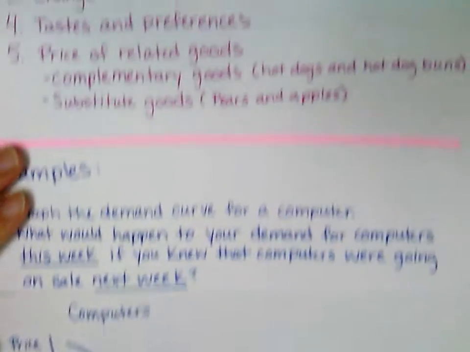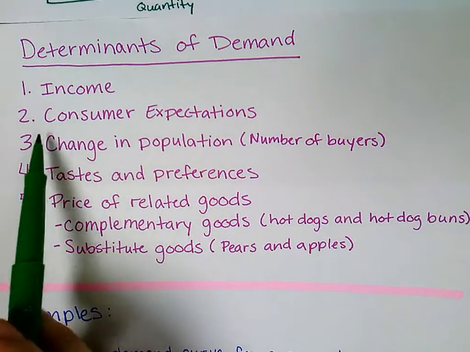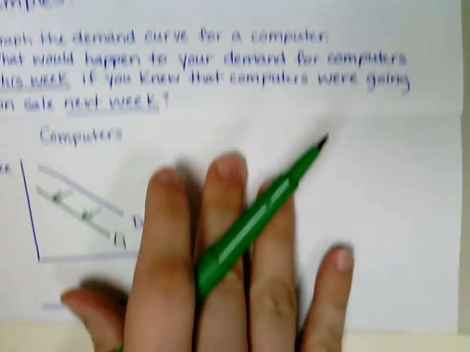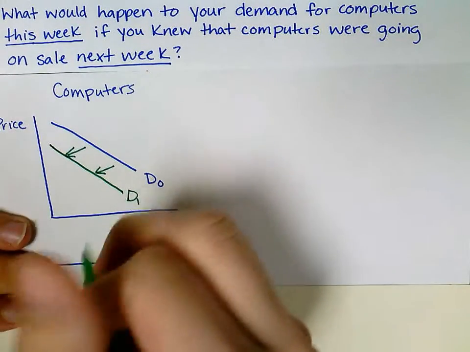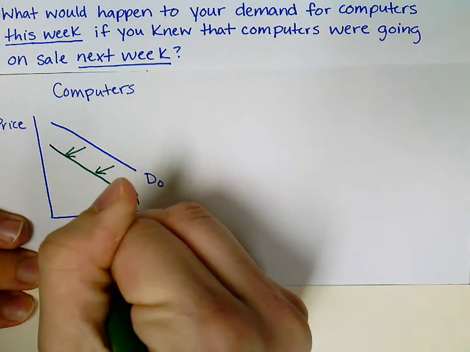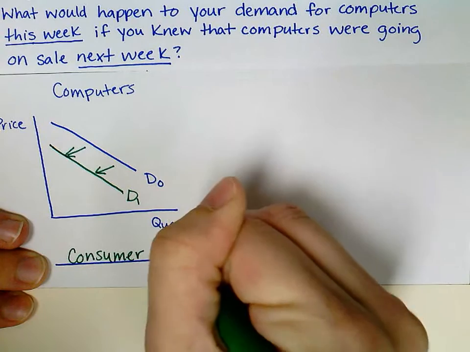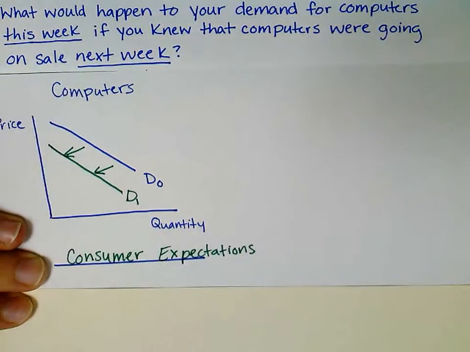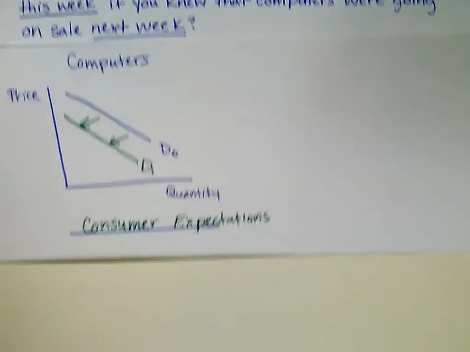Now, if we go back to our determinants, that was consumer expectations, because I expect the price to decrease. So just like on the work you're going to have to do for this lesson, I'm going to put my determinant as consumer expectations. Alright? And then I'm done. Now let's try another example.